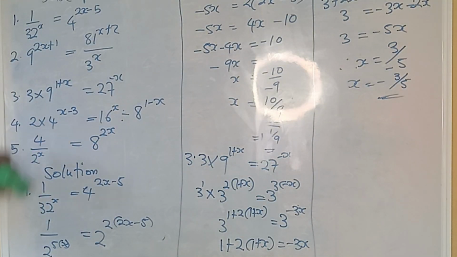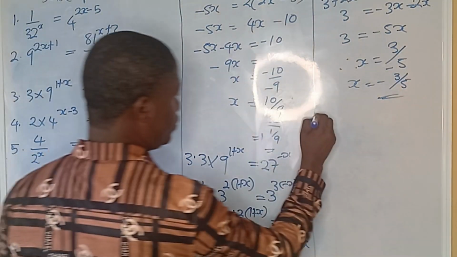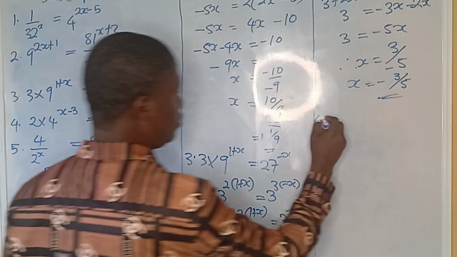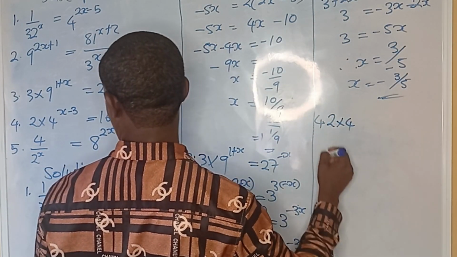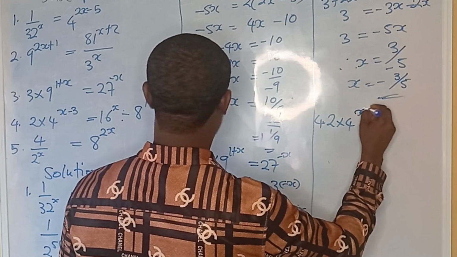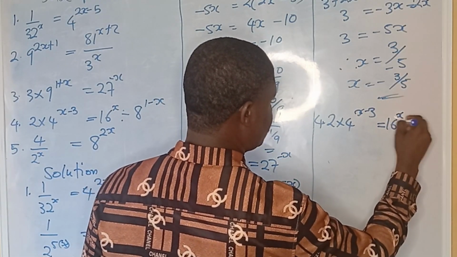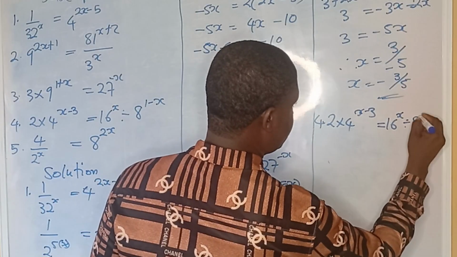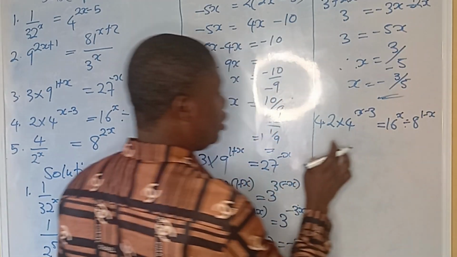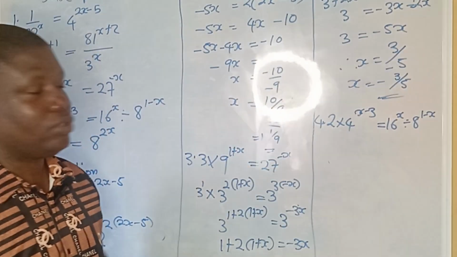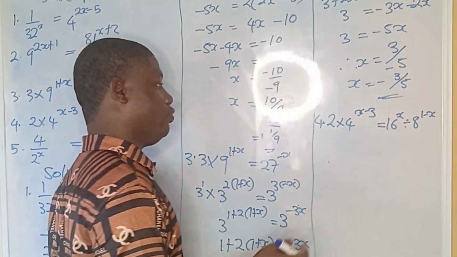Okay, so let's solve the fourth one. The fourth question says we have 2 times 4 raised to the power of x minus 3 is equals to 16 raised to the power of x divided by what? 8 raised to the power of 1 minus x. So you can see this side we are multiplying, this side we are dividing. So convert them to their lowest common base and conclude the solving from there.